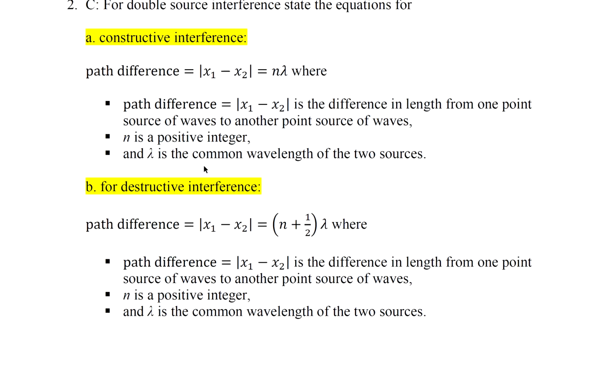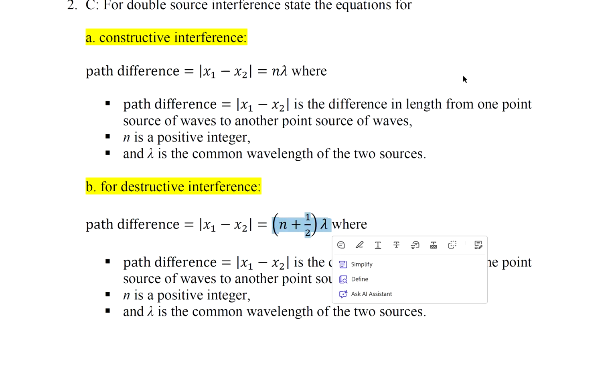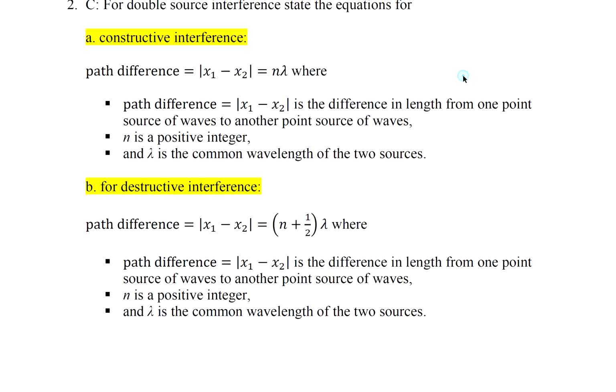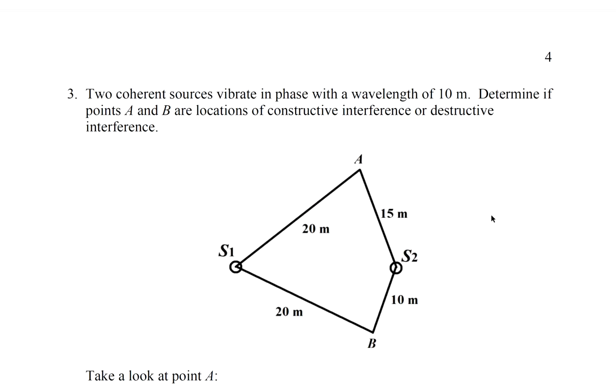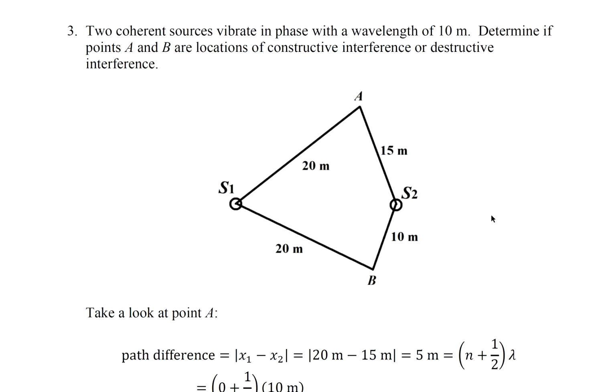Where we have location for destructive interference, it's when the path difference is equal to n plus 1/2 lambda. So we have an n lambda on the right side for constructive, we have an n plus 1/2 lambda on the right side for destructive. Let's try to apply those two equations.